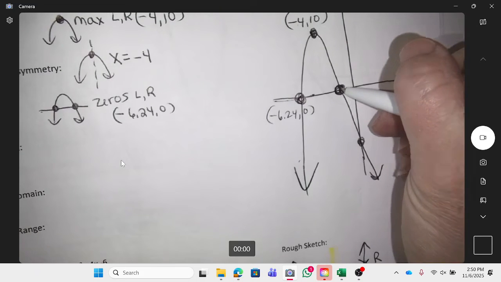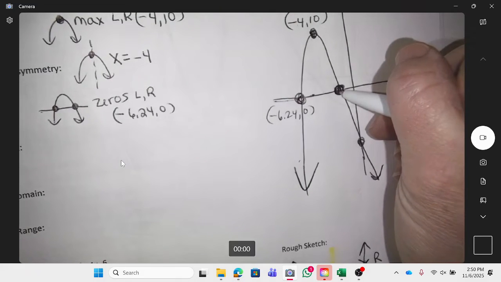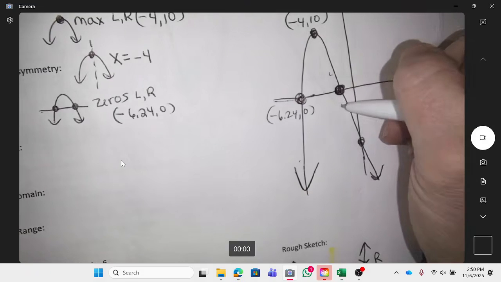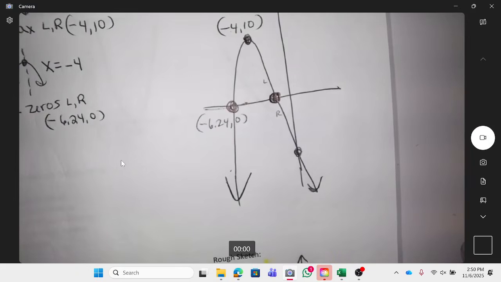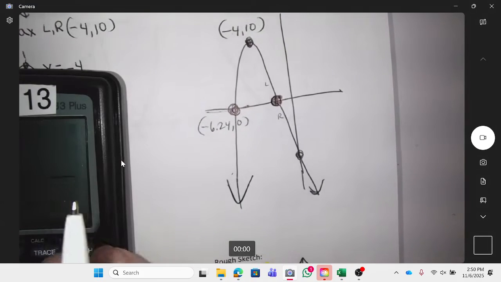You want to try the other one on your own? Zero, left, right. Look at where I put my left and my right. Left, right. Okay? And then enter it.